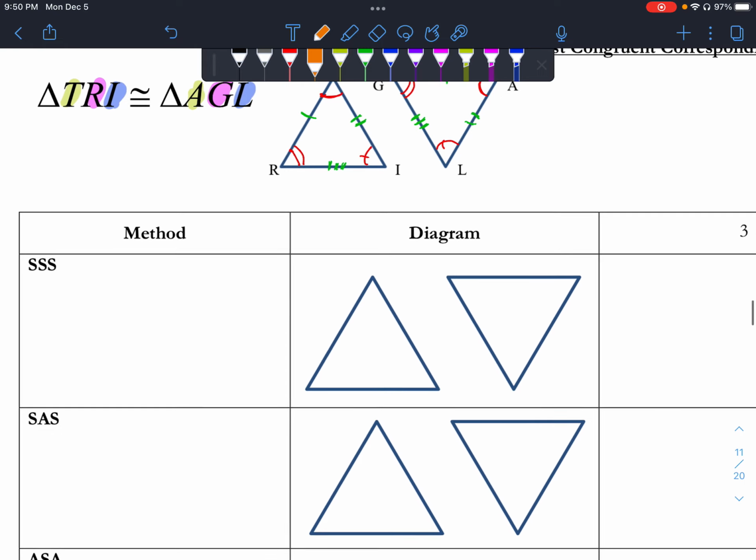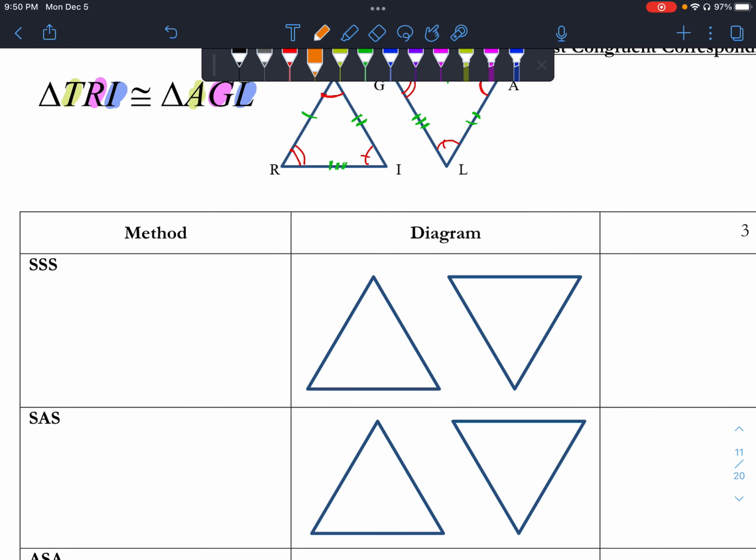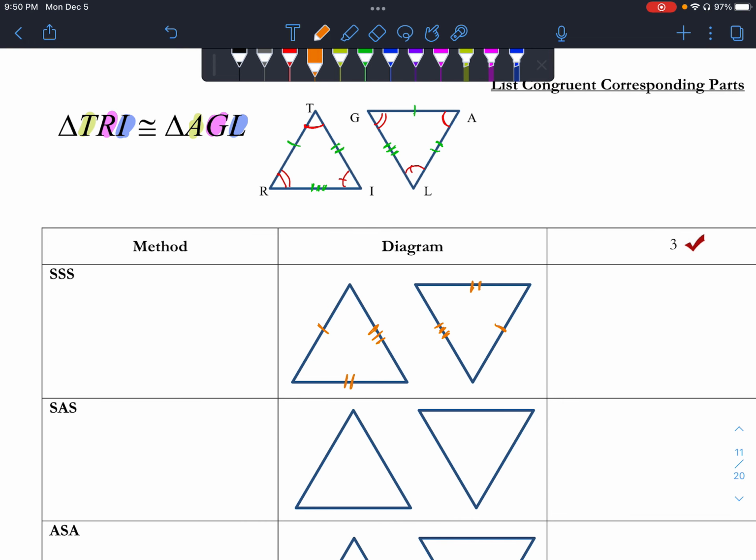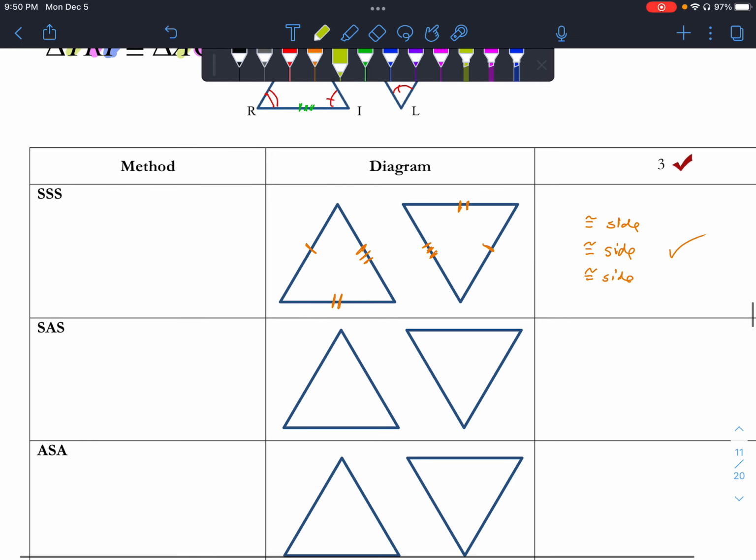For example, side, side, side. In this example, you have all 3 sides congruent. So unlike what we did with similar triangles where they needed to be a scale factor apart from each other, these are strictly identical to one another. And so as long as you have a congruent side, and a congruent side, and a congruent side, hence side, side, side, you know you've got that method up and running.